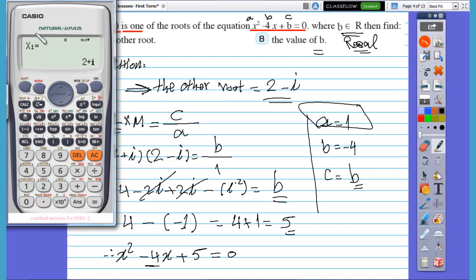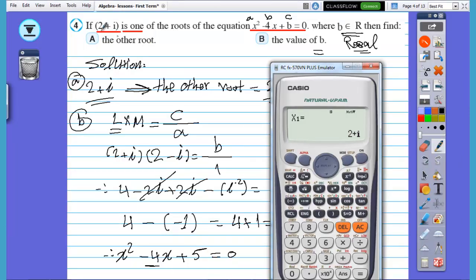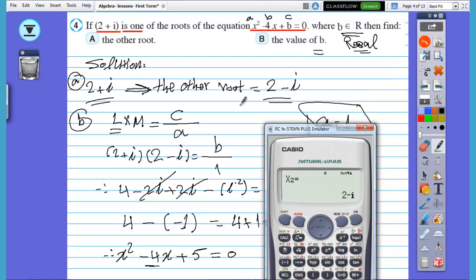So the first root, x1, is 2 plus i. And the second root, we press equal again. It is 2 minus i. So we can say that we got the right solution.